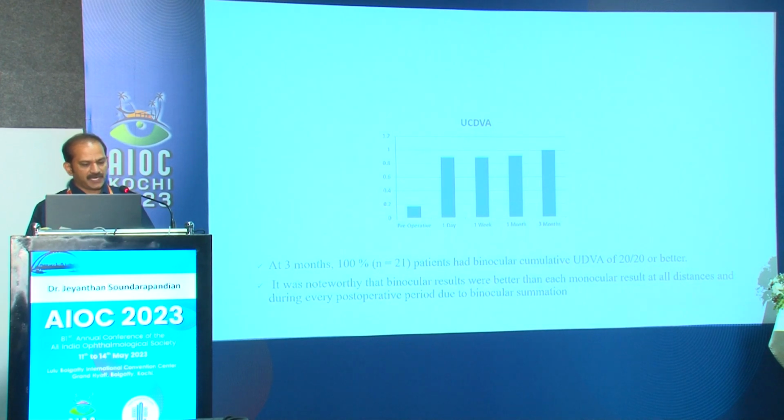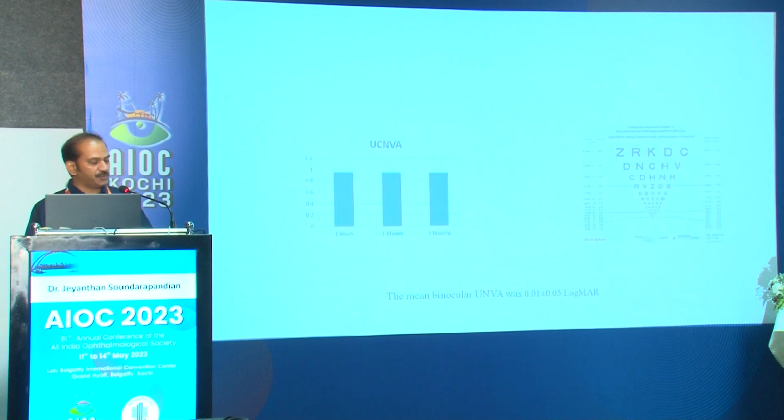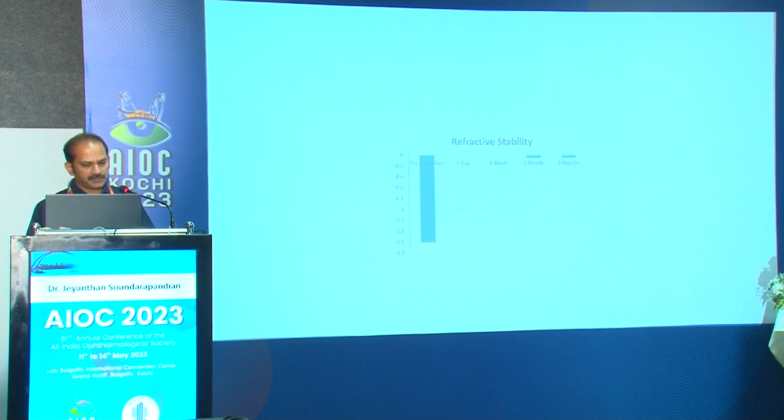At 3 months, the patients had a binocular visual acuity of 20/20 or better, and it was noteworthy that the binocular results were better than each monocular result at all distances during every postoperative visit due to binocular summation. The mean binocular uncorrected near visual acuity was 0.01 logMAR units. The refractive stability was maintained throughout the postoperative period till 3 months.